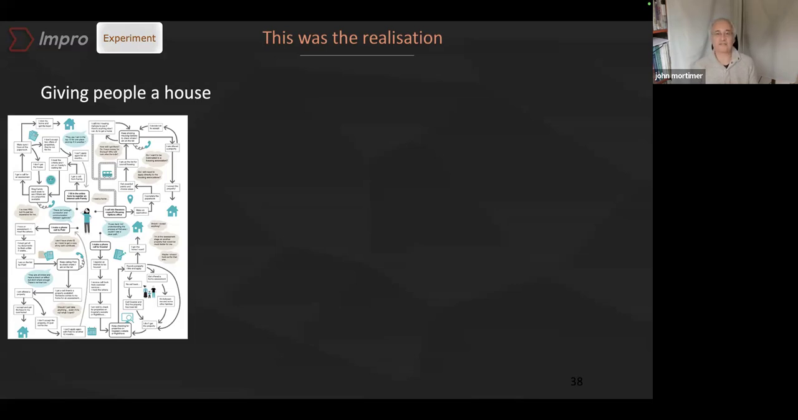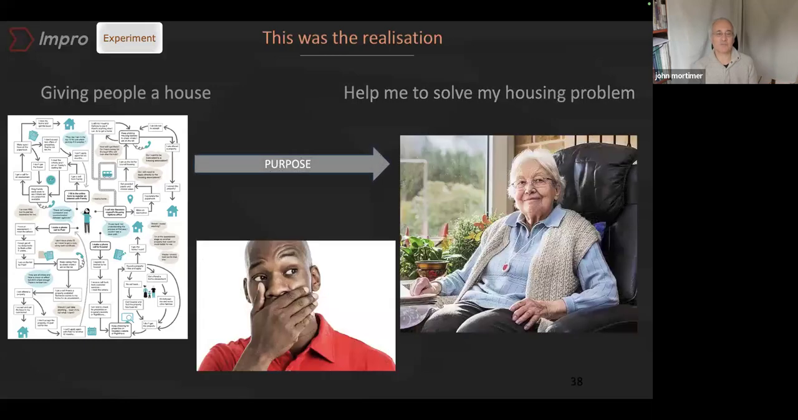So the shock realization at that point was, actually, this isn't about giving people a house, it's about solving people's housing problems. Those are two very, very different things. So with the 35 people that we took, I think it was 3 people we needed to move into other housing. The rest, we solved their housing problem for them, usually by staying where they were.